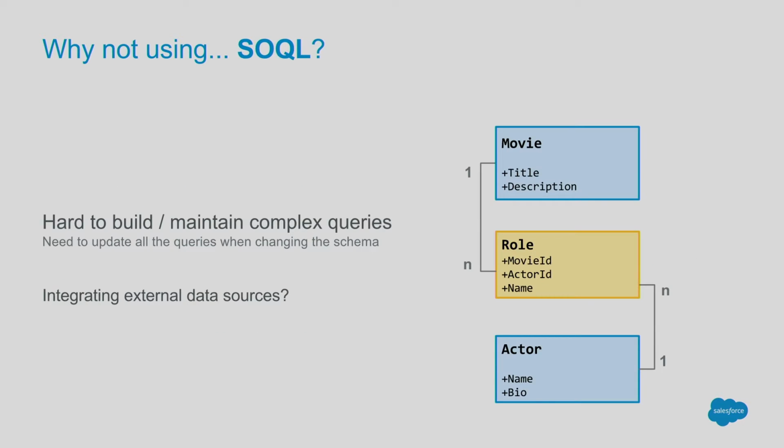So why not use a SOQL or SQL-like approach for building this kind of application? The thing is that, as you can see, here is a small example of the data shape that we have for building the MovieQL application. We have an actor and a movie table, and there is a many-to-many relationship between them, and we are using the junction table role for linking those.